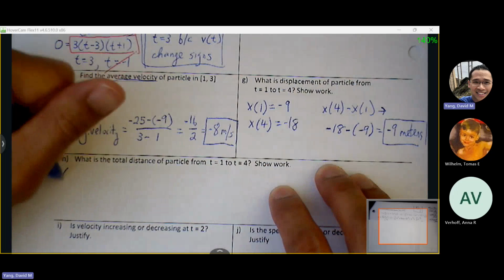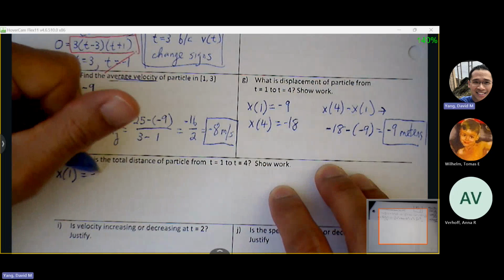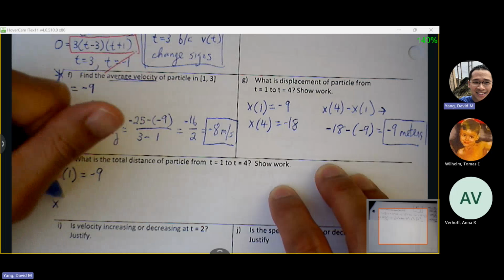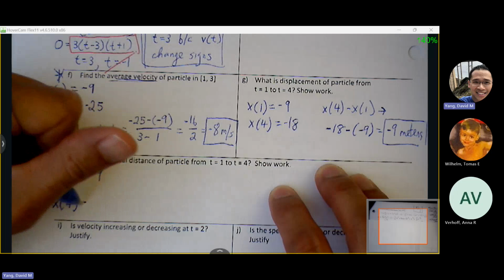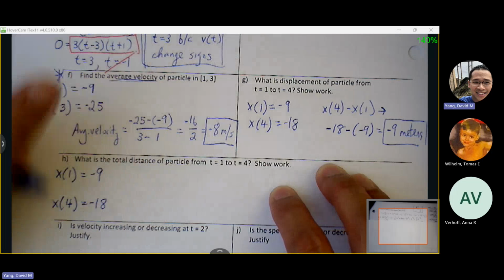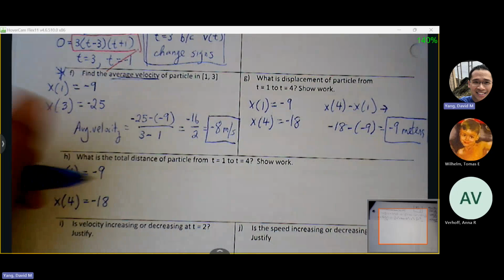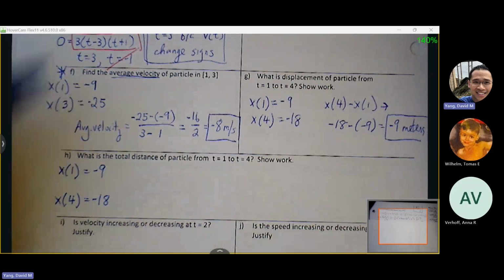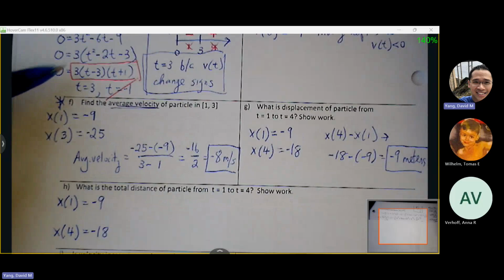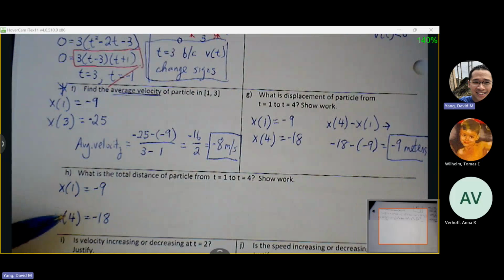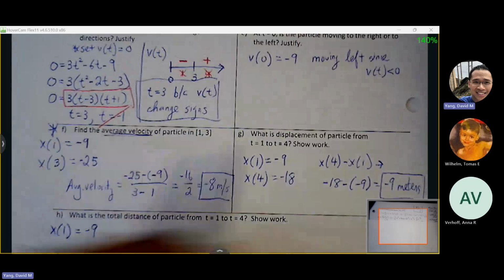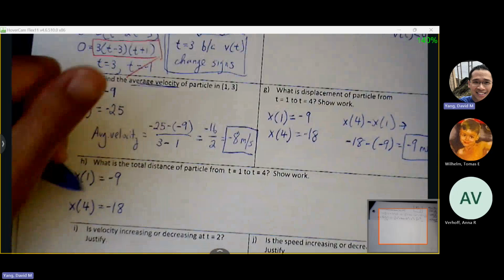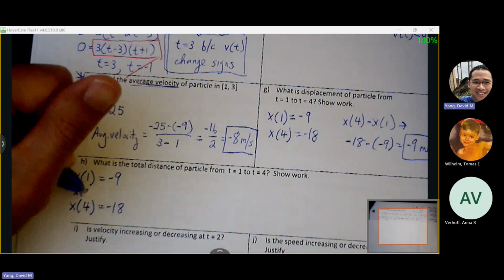So we're going to use x of 1, because that's the starting point. We're going to use x of 4, which is our ending point. But we may have to involve a point in between, and we only have to involve a point in between if there's a change in direction. We got to rely on our number line here. Does this particle change direction somewhere between 1 and 4? Yes. Where? 3. So we also need to find his location at 3.